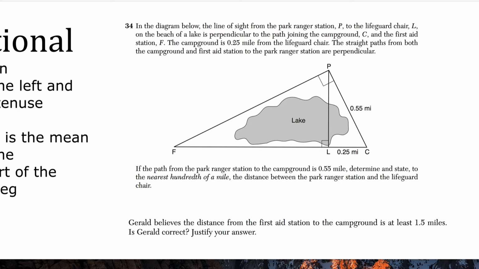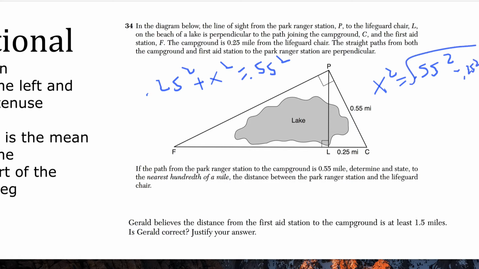Yes. Next one here, you have to do Pythagorean Theorem first. So 0.25 squared plus x squared equals 0.55 squared. X squared equals 0.55 squared minus 0.25 squared, square root of that whole thing. So take the square root of 0.55 squared minus 0.25 squared. We got 0.4898. Yeah, 0.49, let's say that. Okay, so now 0.49 squared equals 0.25 times x.